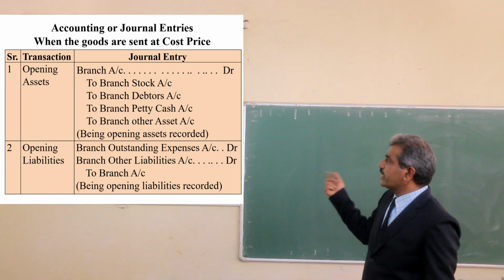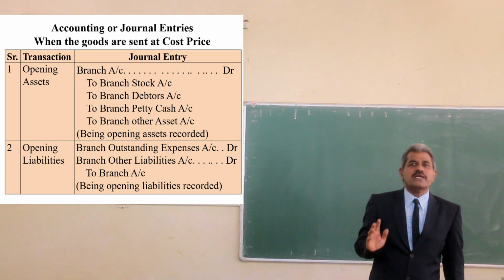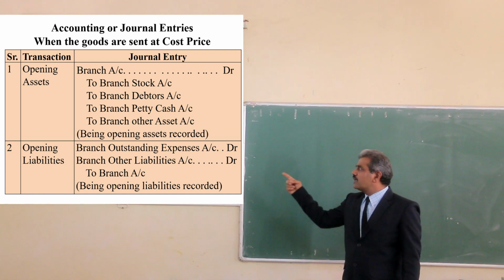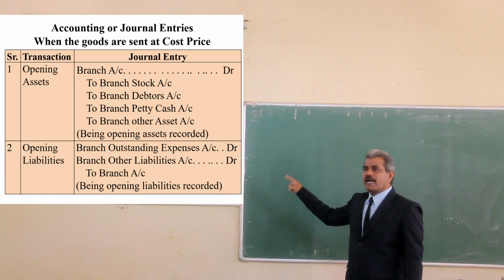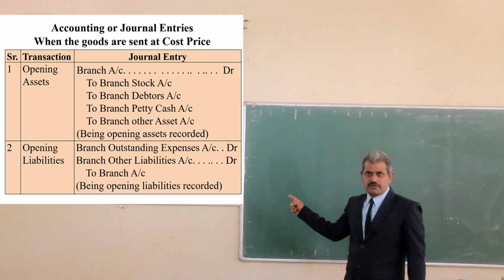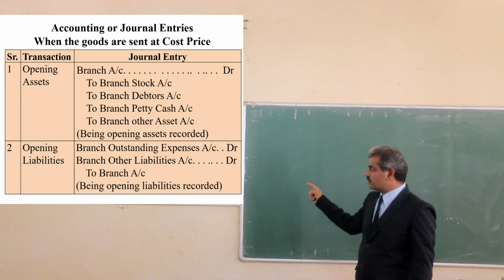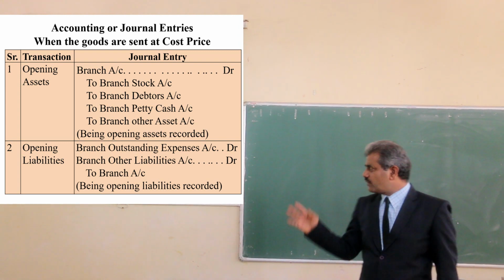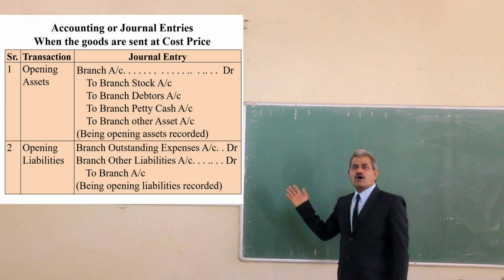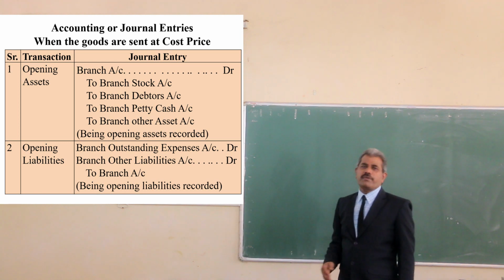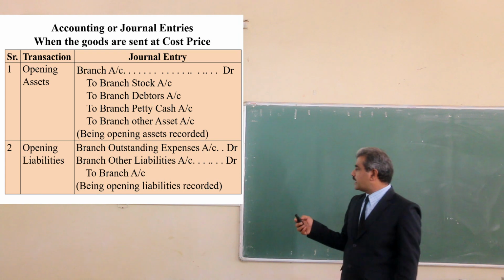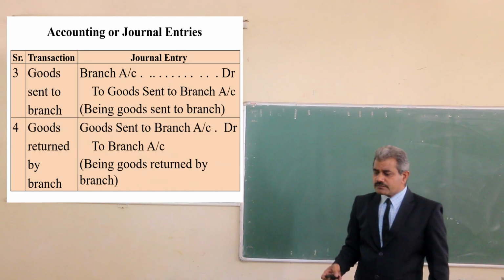Next is to record opening liabilities. If there are some opening liabilities, they will be brought into the accounts by passing the entry as a reverse entry. Branch liabilities account debit to branch account. Generally there are 2-3 liabilities. One is outstanding expenses, so branch outstanding expenses account debit, or branch any other liability account debit, to branch account. These two entries are passed to record opening assets and opening liabilities.